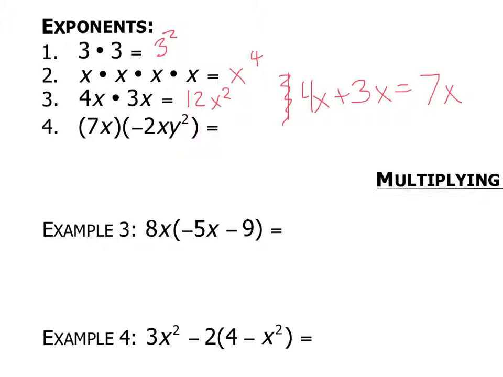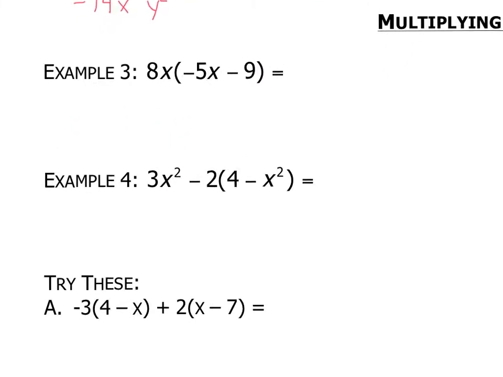So 7 times negative 2 is negative 14. X times x is x squared. And y squared comes along for the ride. All right, let's look at a couple examples where we kind of mix this up here. Okay, example 3 and 4.